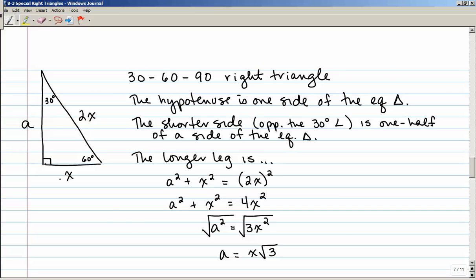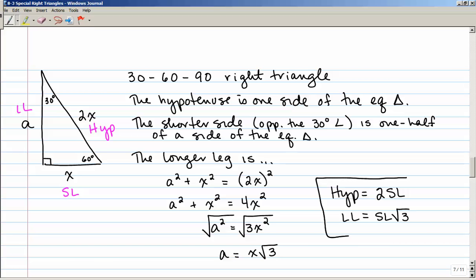Notice that x is the shorter leg. In fact, maybe I'll go ahead and label those. This is the shorter leg, this is the longer leg, and this is the hypotenuse. So we can actually come up with a couple formulas for this triangle. So the hypotenuse, which is 2x, is equal to 2 times the short leg. And the long leg, which we solved for a, the long leg is equal to the short leg, which was x, times the square root of 3.